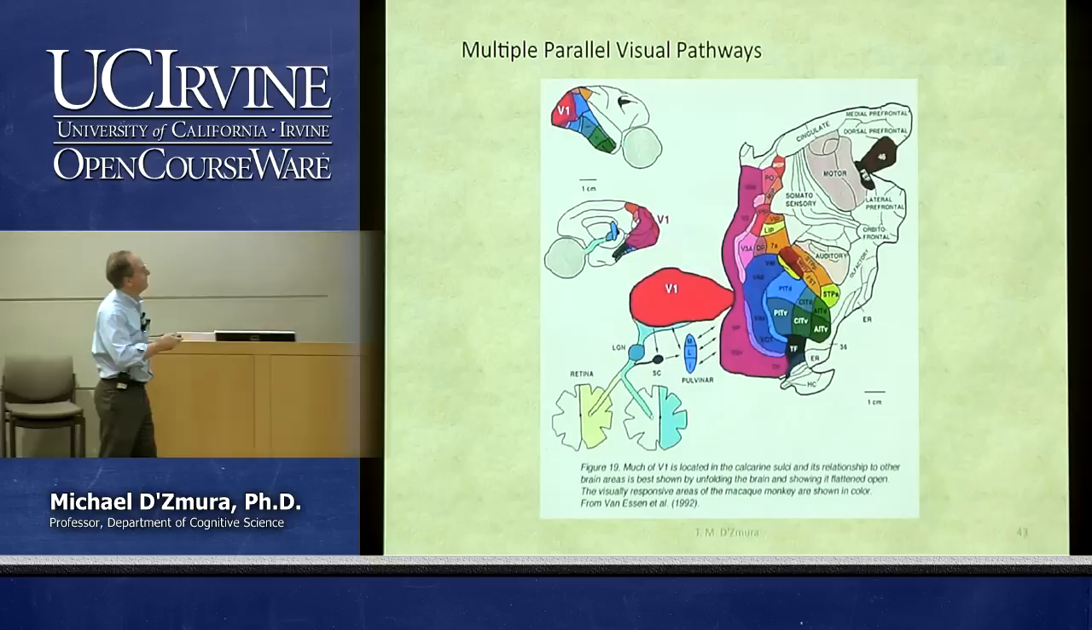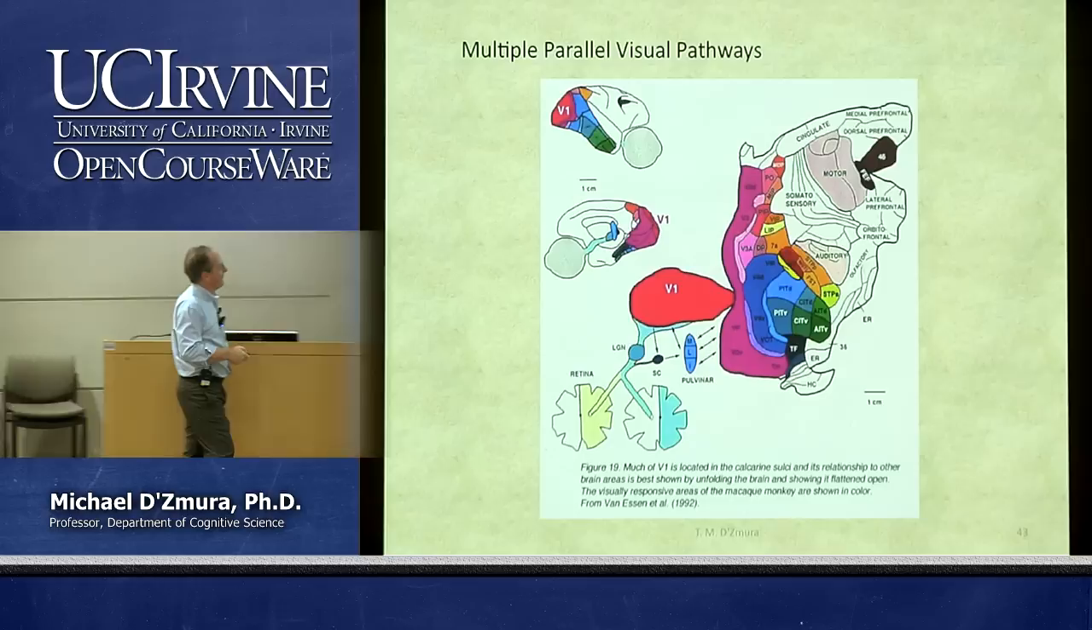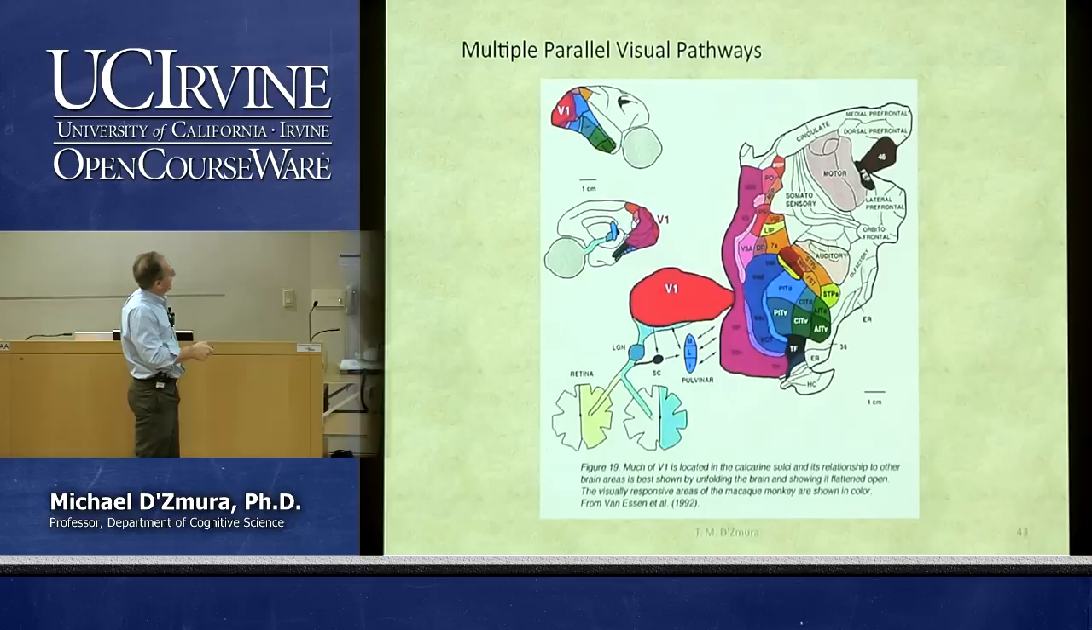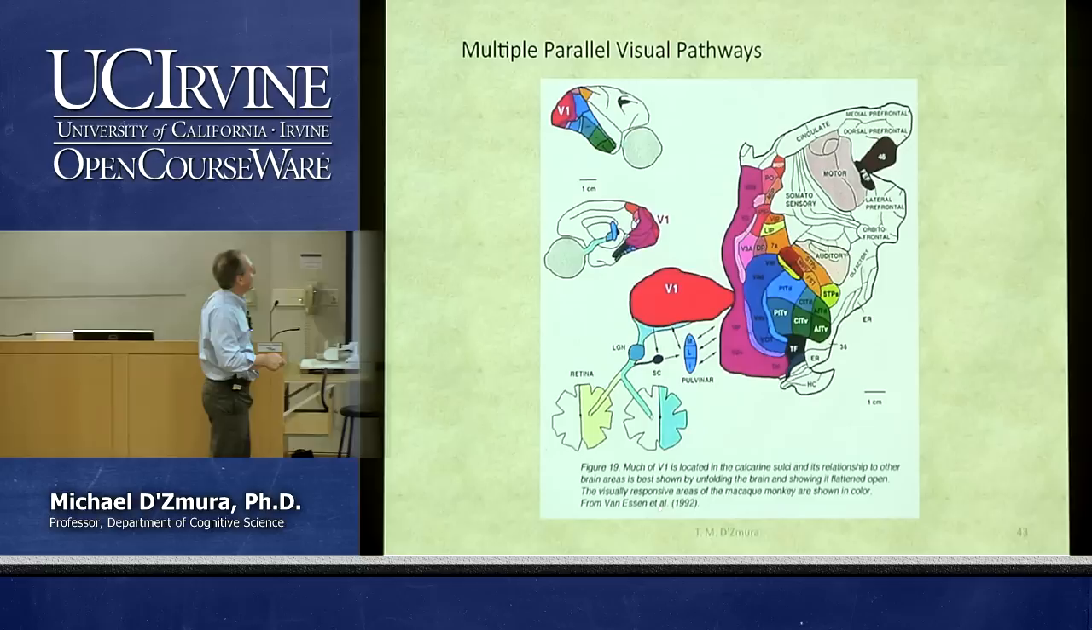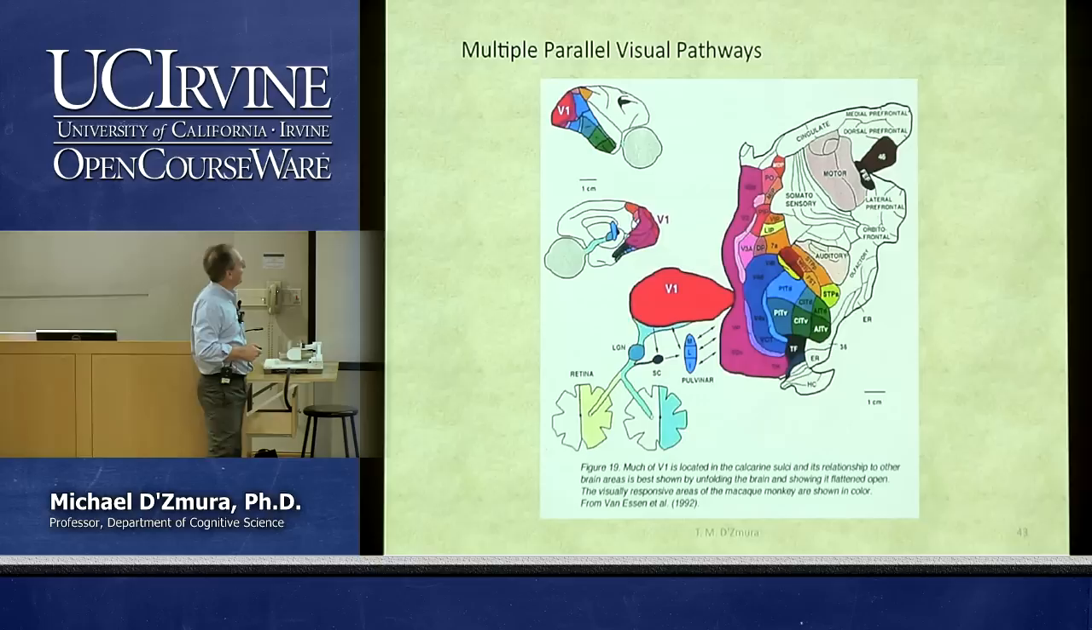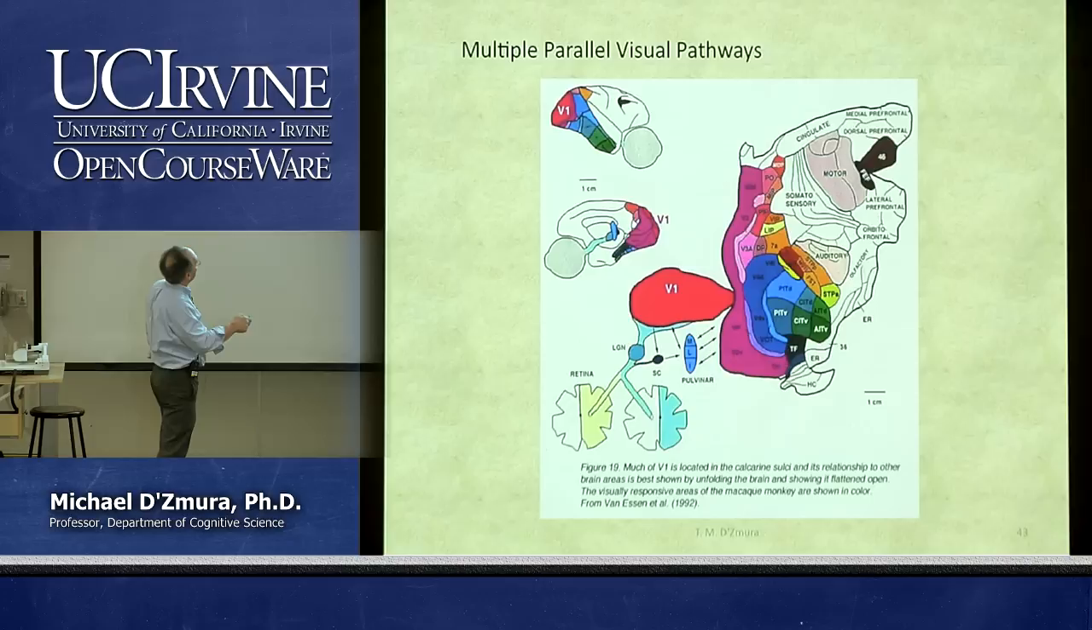People knew this a fairly long time ago. This is from 1992, which is now 20 years ago. And if you were to take cortex and flatten it, these are effectively the areas that you would find that we've just talked about in a macaque monkey. Here's area V1, receiving projections from LGN and from the retinas. Then you have areas V2, V3, and so on. Here you have the what pathway effectively in blue, and you have the where pathway in this orangish, yellowish color.